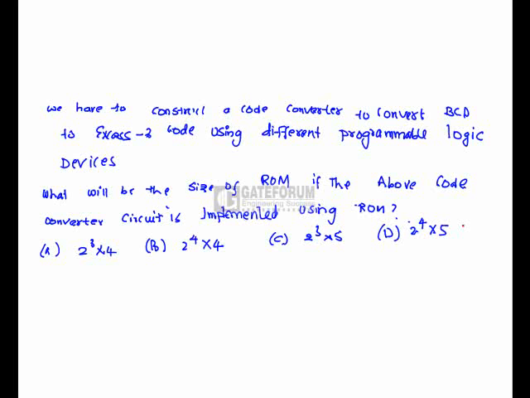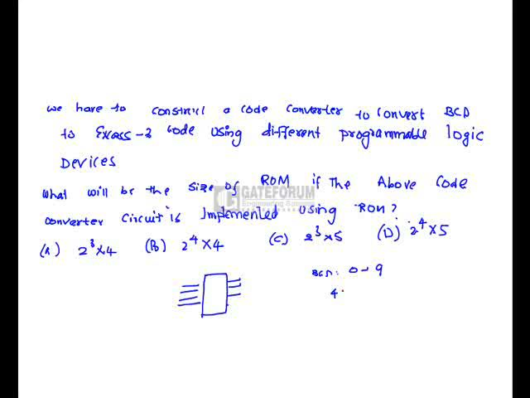Construct a code converter to convert BCD to XS3 code using different programmable logic devices. What will be the size of the ROM if the above code converter circuit is implemented using ROM? First of all, ROM is defined by the number of address lines and the number of output data lines. Here BCD is present from 0 to 9, so 4 input variables are required, meaning the address variables are 4.